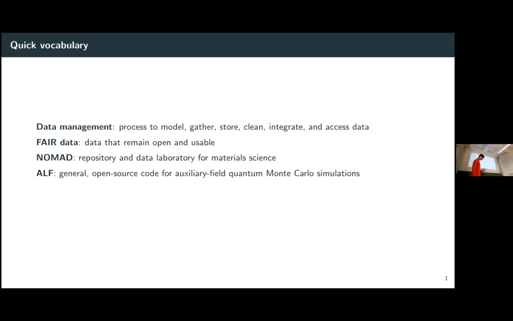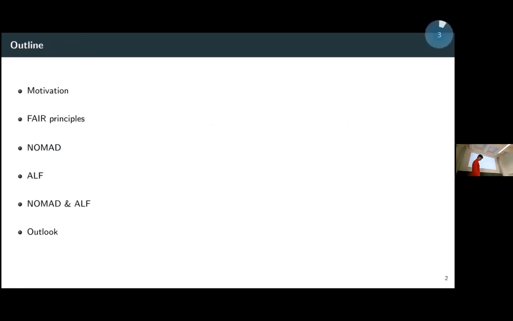NOMAD is our partner. It's trying to make our data fairer, and it's just a repository for material science. Okay, it's more than that. I'm also going to say more detail, but the key point for us is that they are a German institution that is doing this work, and it's been very nice to work with them, so it fits our purpose as well to get our data into the repository. ALF, I don't need to explain, is our code for quantum Monte Carlo. Okay, so with that explained, fair data is usable data, and data management is what the name implies. We can actually properly start.